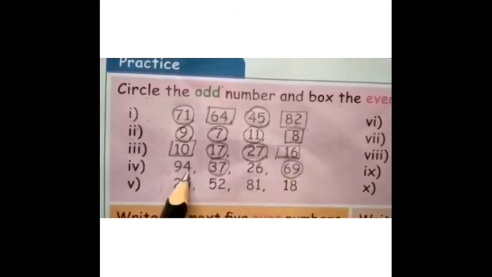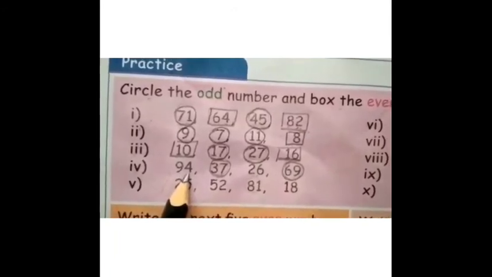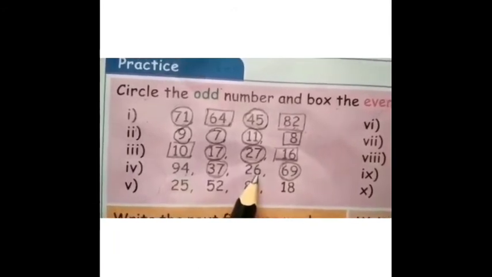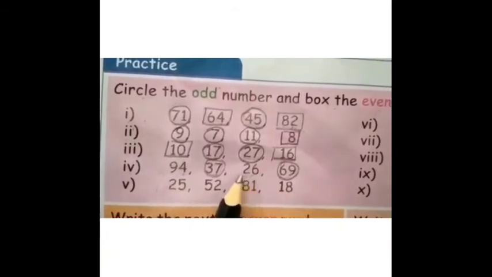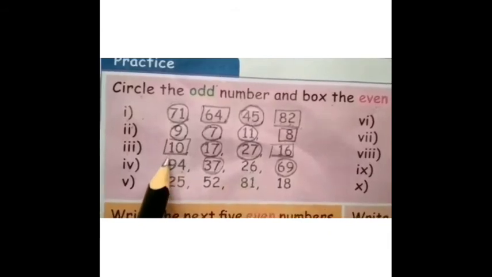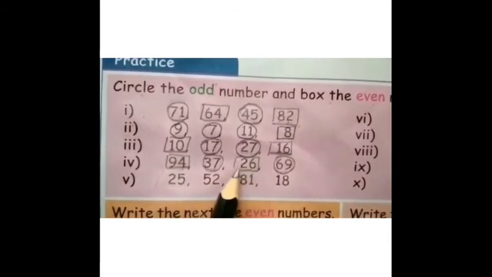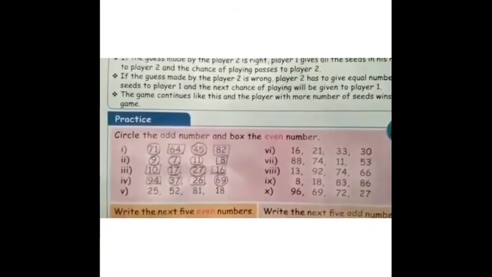4 is an even number. So 94 is an even number. 6 is an even number. So 26 is an even number. So put box for 94 and 26. Children, do the rest of the sums 5, 6, 7, 8, 9, 10 as a homework.